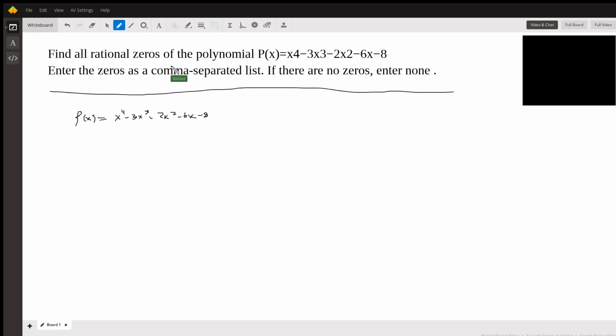The rational zeros, you would have learned, are the factors of this constant divided by the factors of the leading coefficient, which is 1. So it's going to be plus or minus 8 over 1, plus or minus 4 over 1, plus or minus 2 over 1, and plus or minus 1 over 1.